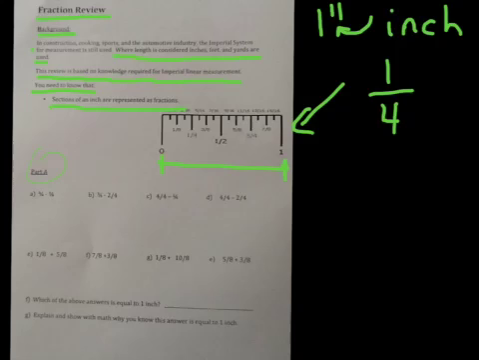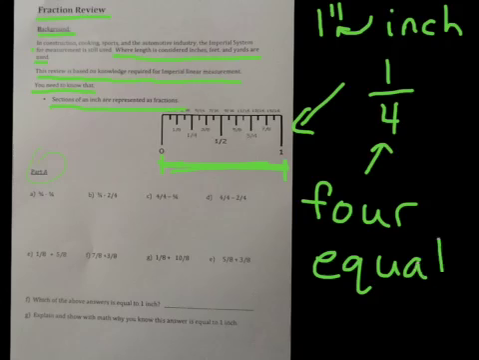What that means is we've divided up the 1 inch here 4 times. So there are 4 equal parts. If I look at the ruler, I've got 0 here, 1 inch here, and I've got 1 equal part, 2 equal parts, 3 equal parts, 4 equal parts. And we can label each of the parts as quarters.